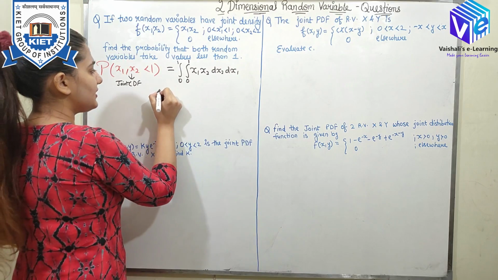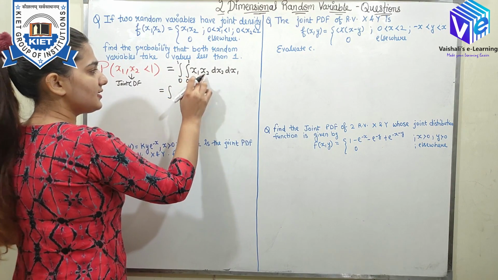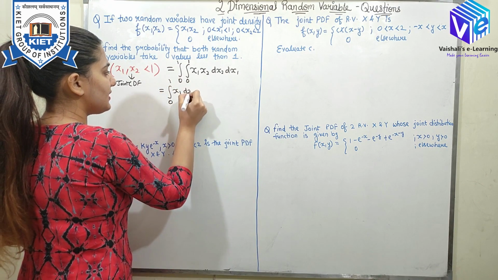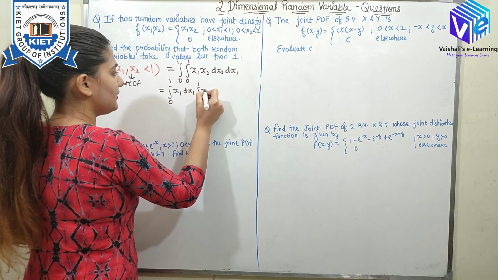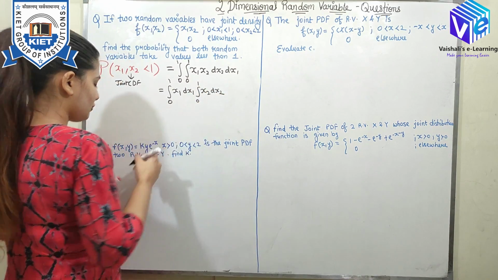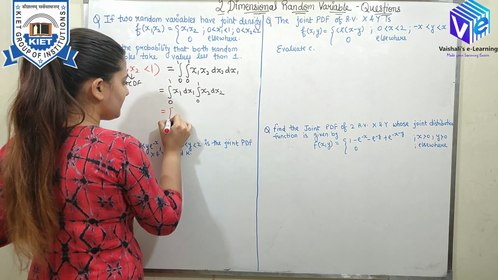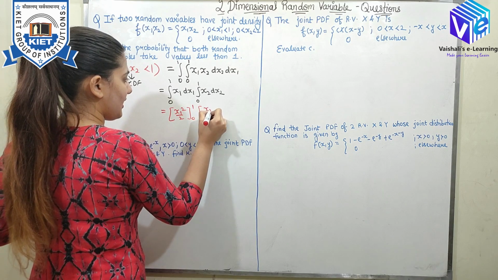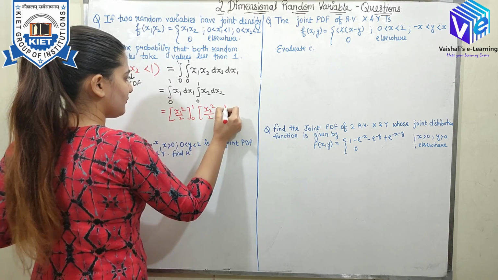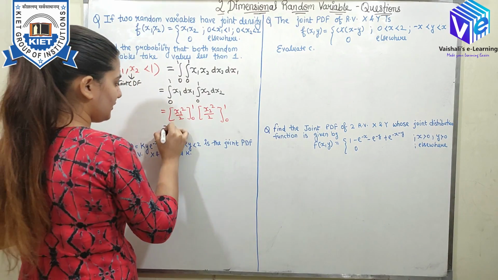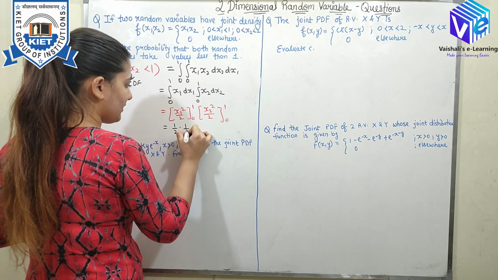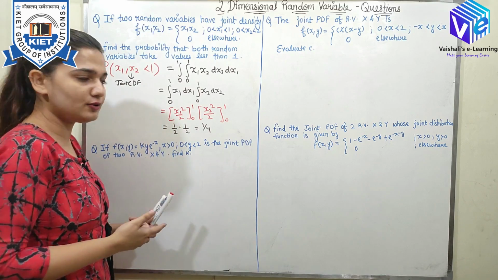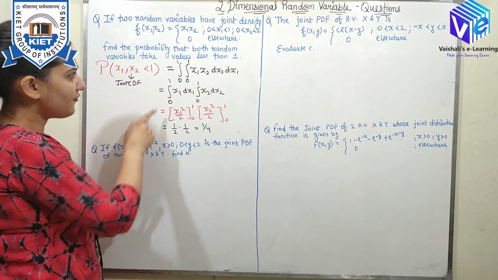Now when I have to integrate it, these two are independent. These two are not dependent upon each other, so I can separate them. So it is integral from 0 to 1 of x1 dx1 multiplied by integral from 0 to 1 of x2 dx2. Now when I find the integration, it would be x1 square upon 2, integration from 0 to 1, and x2 square upon 2, again from 0 to 1. So it would come out to be 1 by 2 into 1 by 2, which is 1 by 4. I hope you are clear how I can find the joint CDF here from the joint PDF.